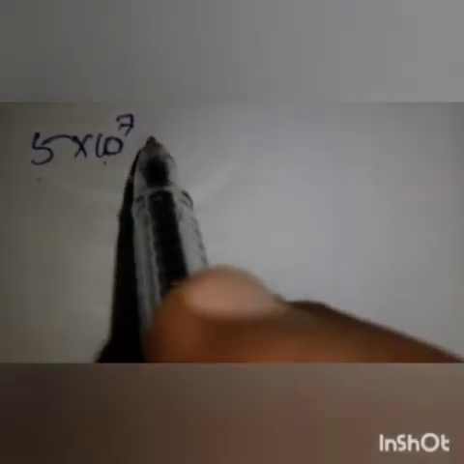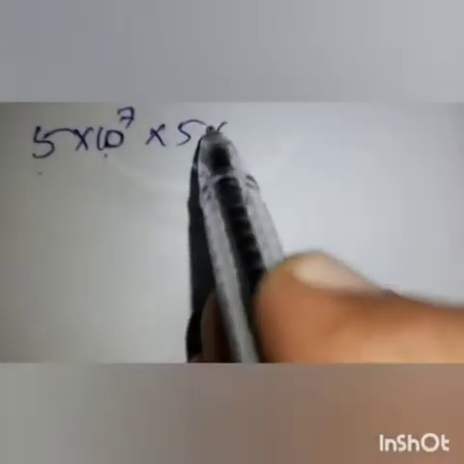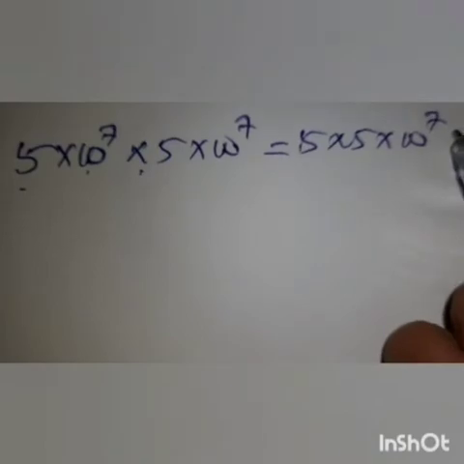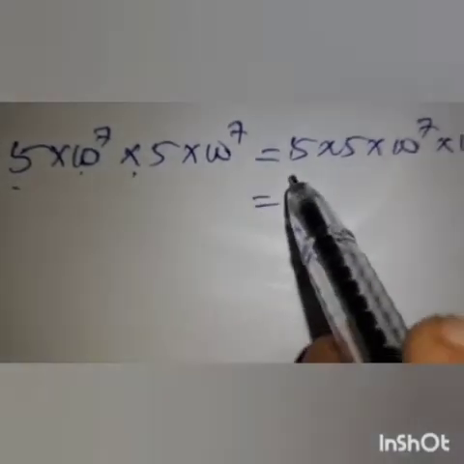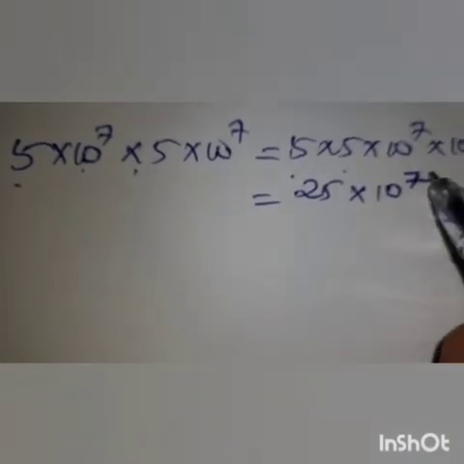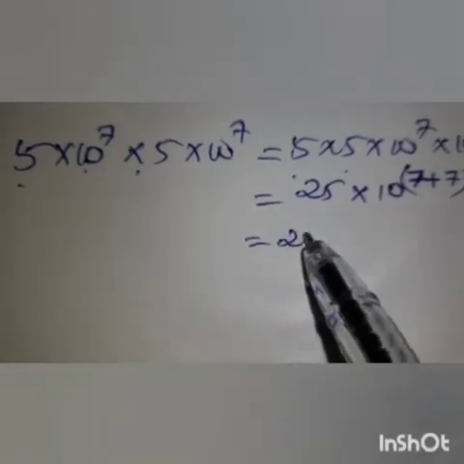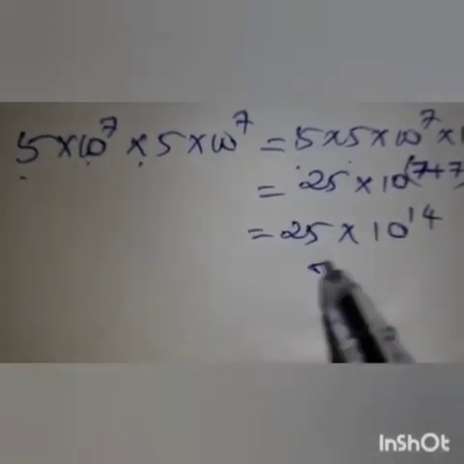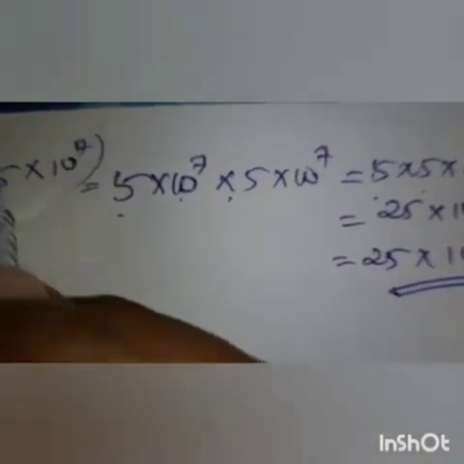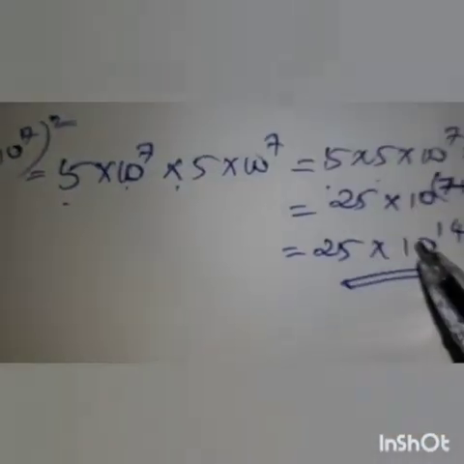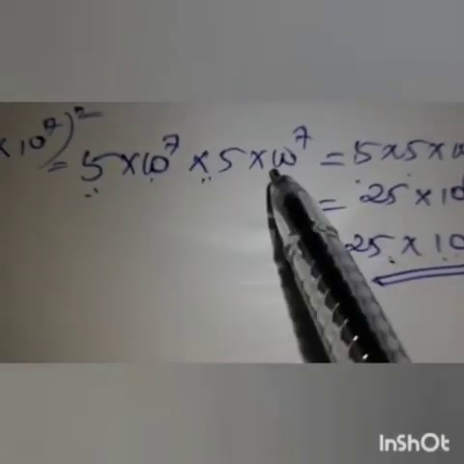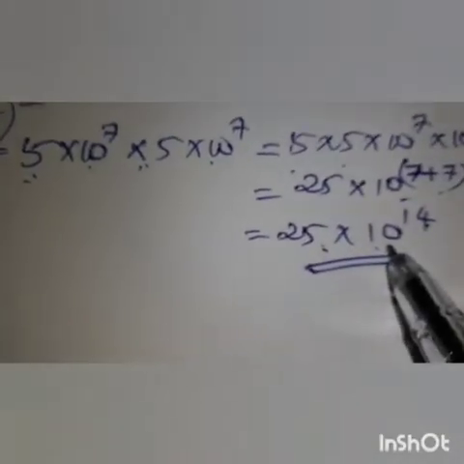Square of 5 into 10 raised to 7. It is 5 into 10 raised to 7, whole square. So 5 into 5 into 10 raised to 7 into 10 raised to 7. 5 into 5 is 25, into 10 raised to 7 plus 7. So it is 25 into 10 raised to 14. So 5 into 10 raised to 7, whole square, is how much? 25 into 10 raised to 14.